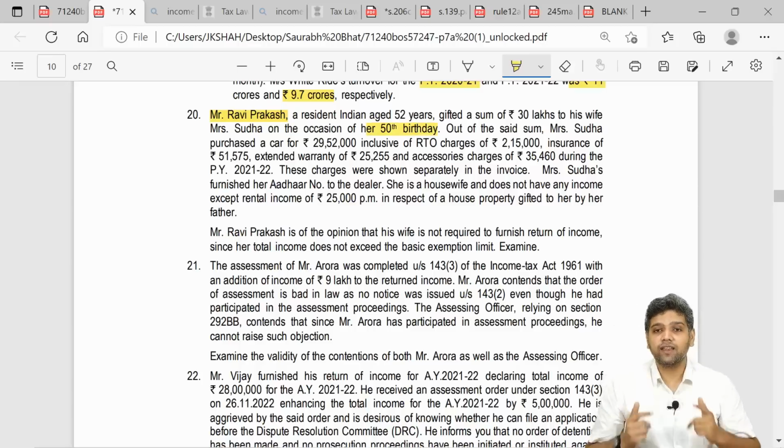So the wife is very lucky. Even after so many years of marriage, he is gifting 30 lakh rupees. Good for him.